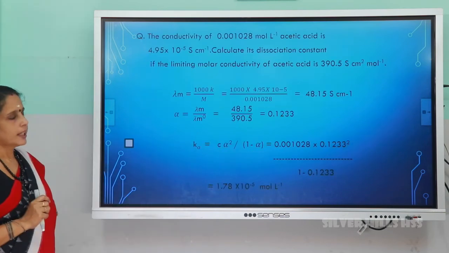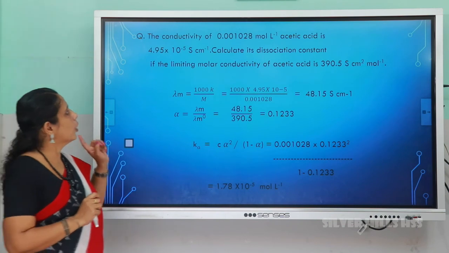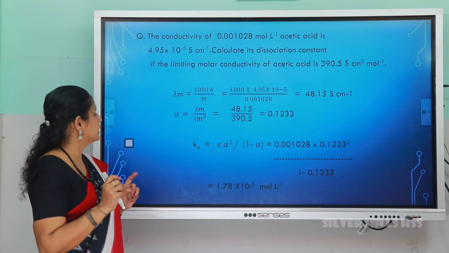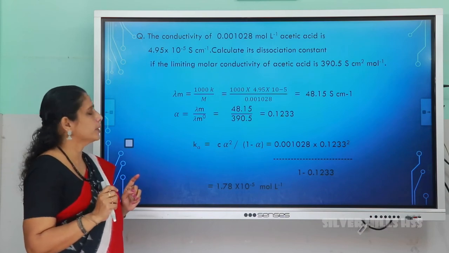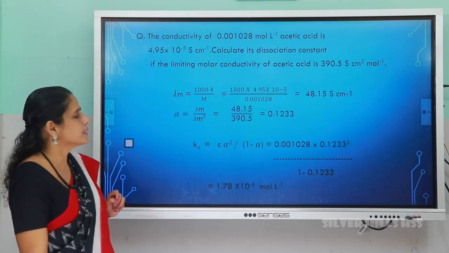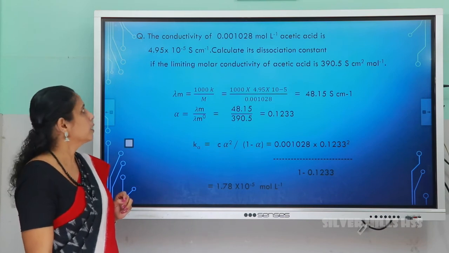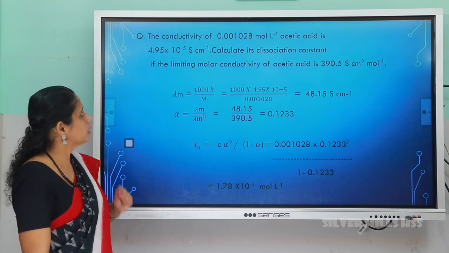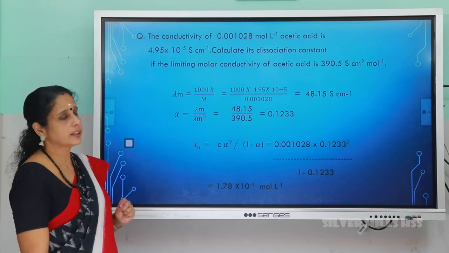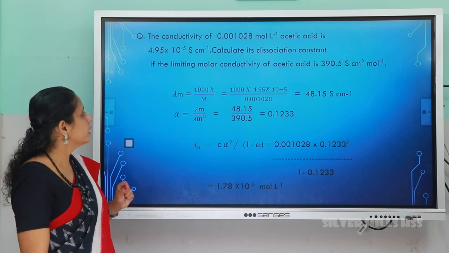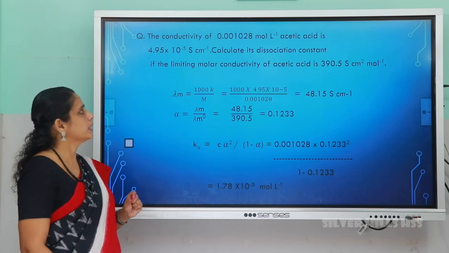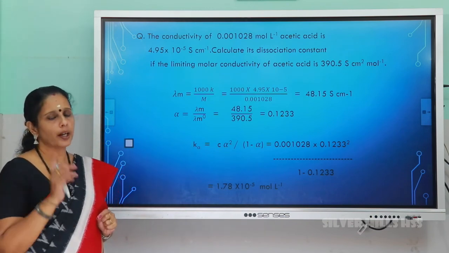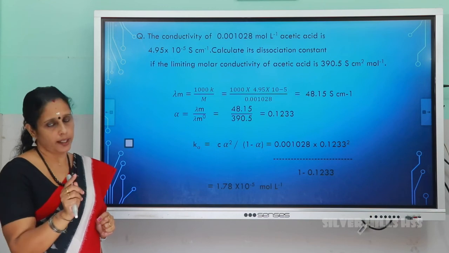And the next question, the conductivity of 0.001028 mole per liter acetic acid is 4.95 into 10 raised to minus 5 Siemens centimeter inverse. That is, concentration is given, conductivity is given. You have to calculate its dissociation constant if the limiting molar conductivity of acetic acid is 390.5. So, we have to calculate Ka.